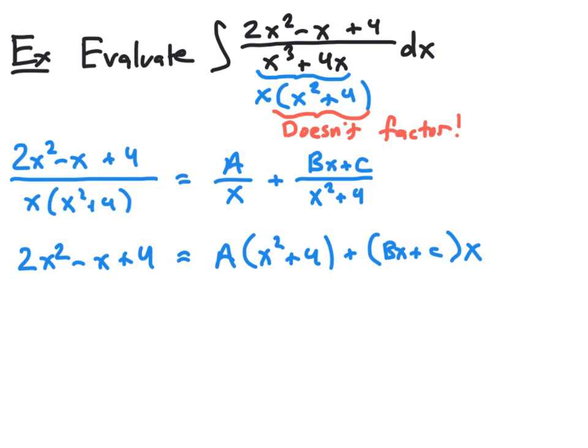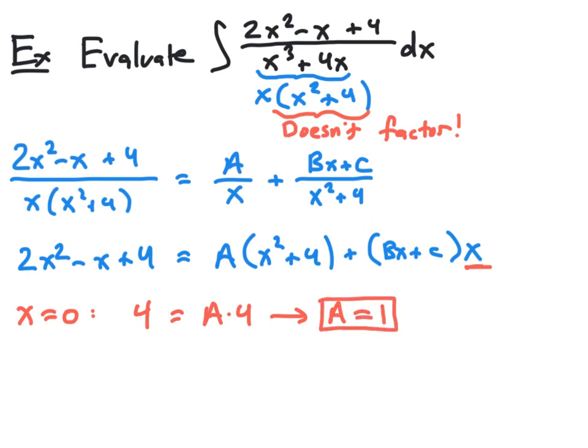We can find the value of a pretty easily by letting x equal 0. On the left-hand side, when we let x equal 0, the first two terms vanish and we're just left with 4. On the right-hand side, we notice that the whole bx plus c term is being multiplied by 0. And so we're just left with a times 0 squared plus 4, which is 4. And so we get that a is going to equal 1. This is the easy coefficient to find.